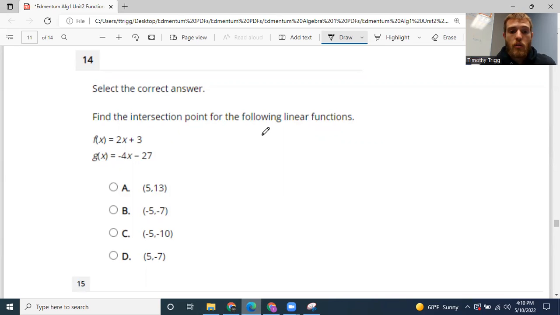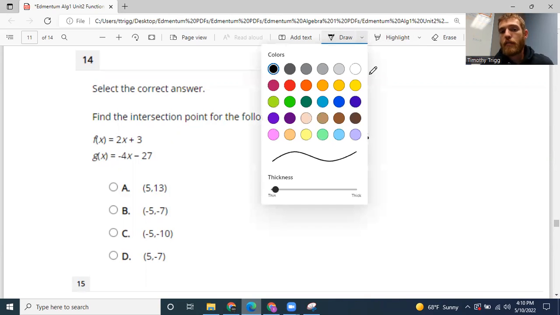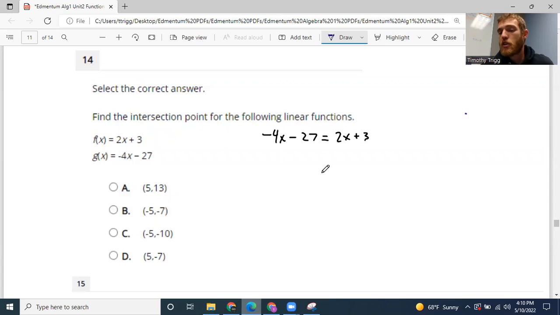So negative 4x minus 27 equals 2x plus 3. And you just want to solve for x here. My first step here to help me solve for x, I would just add 4x to both sides. That's what I would do first. Giving us that negative 27 equals 6x plus 3. And I think you could solve it from there. Go ahead and do your best.